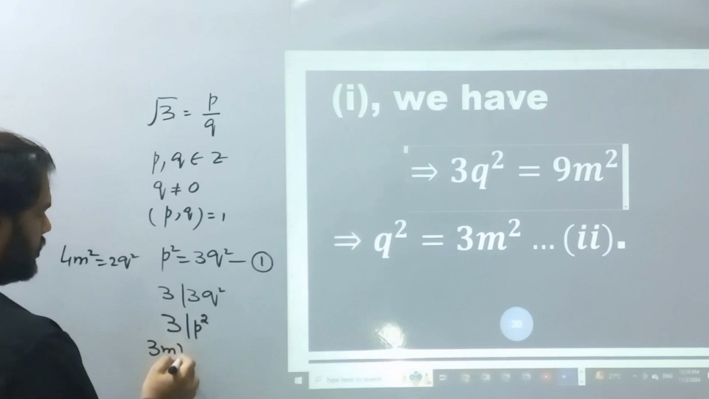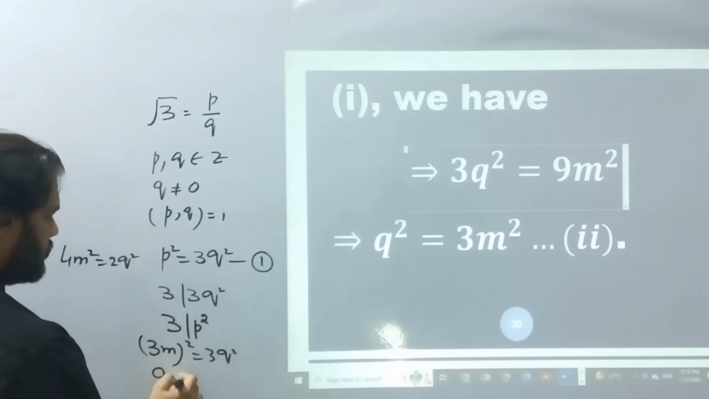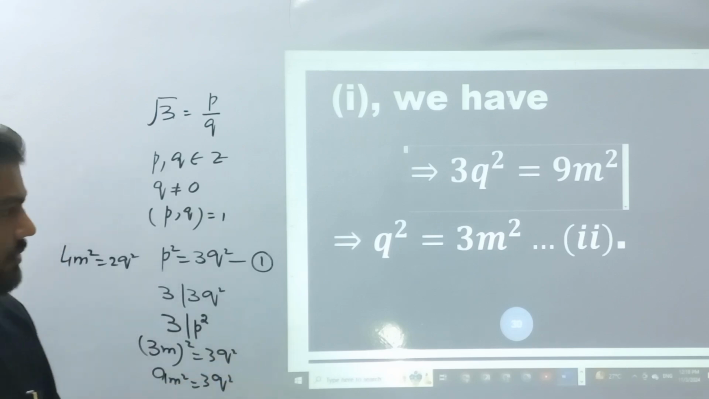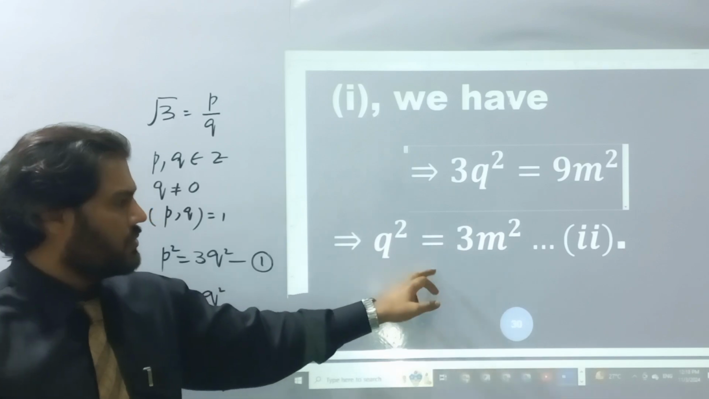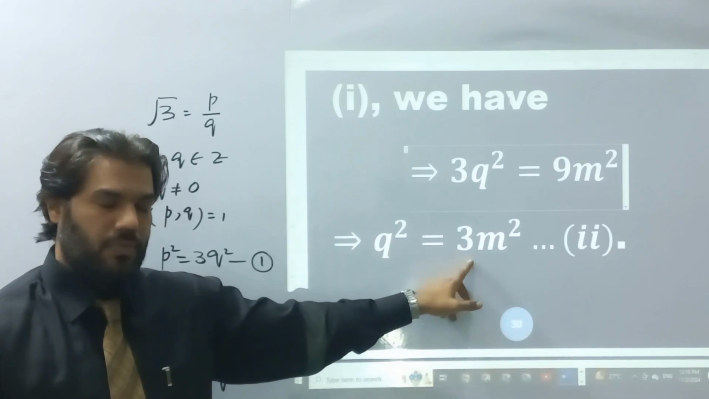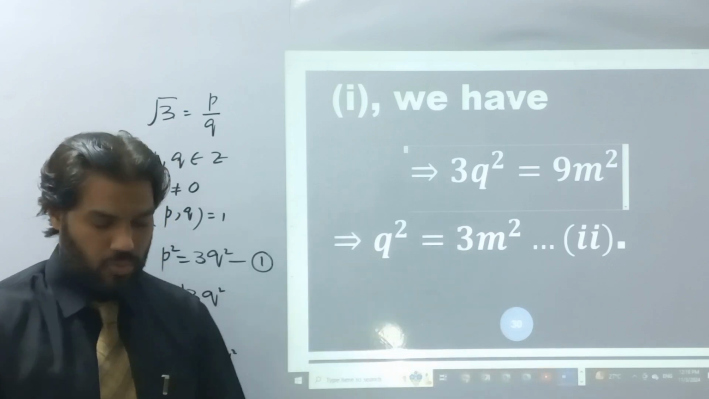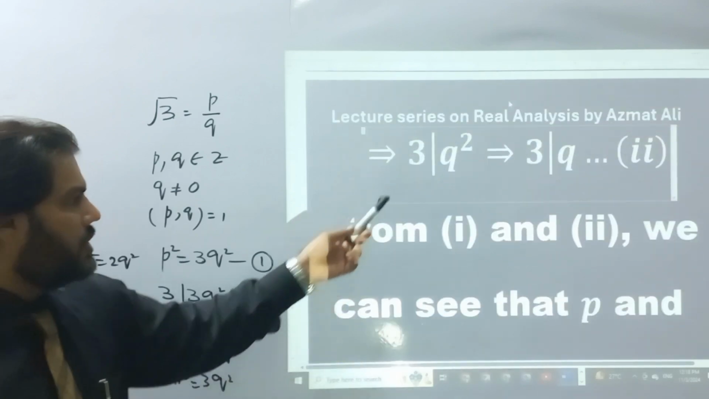So this will become 9m square equal to 3q square. By cancelling 3 on both sides, we have q square is equal to 3m square. Now this equation number 2 shows that the right side, 3m square, is divisible by 3, so the left side will also be divisible by 3. So this shows that 3 divides q square.